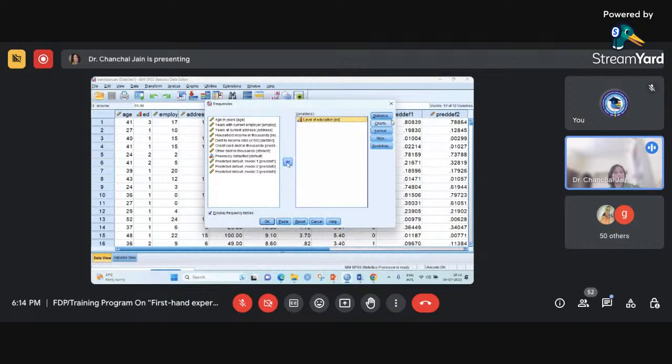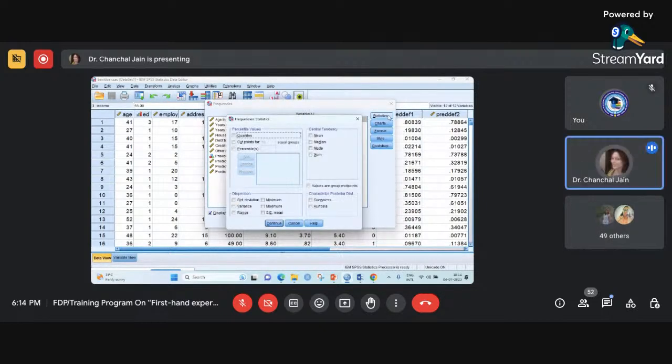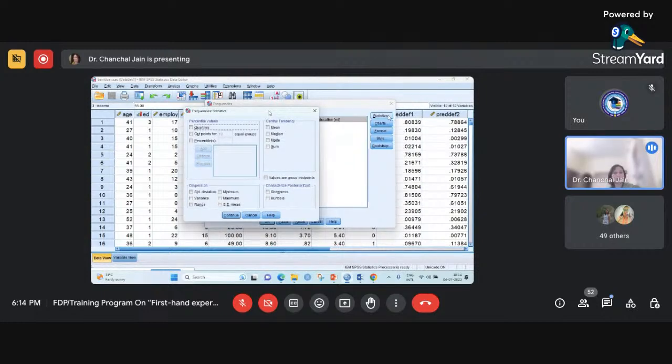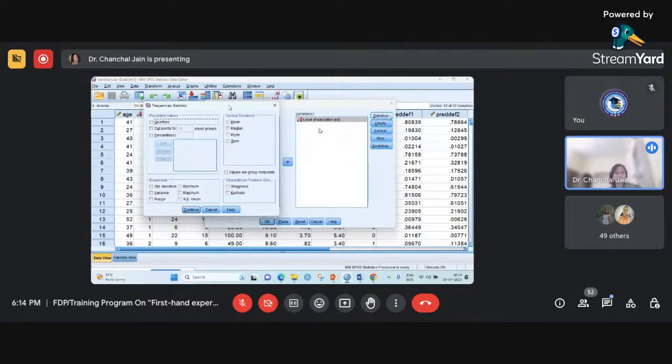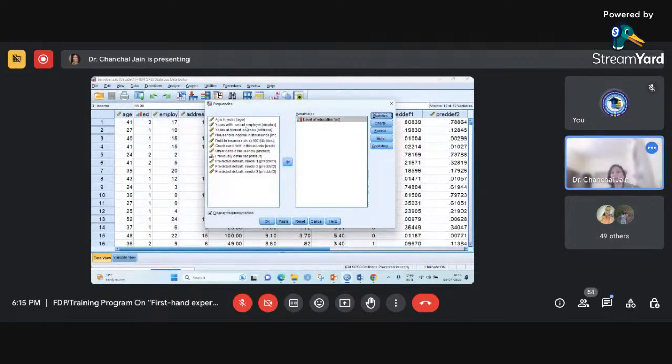Then you can go to the statistics button. So before proceeding further, this is my question for all of you. One variable I have shifted, that is the level of education, to the right hand box. May I know how many of you can tell me what would be the type of this variable? I'm asking, I have shifted the level of education, right, from the left box to the right box. Qualitative variable. Who has given the answer? Prema ma'am. Very correct. Very good, ma'am. Thank you.